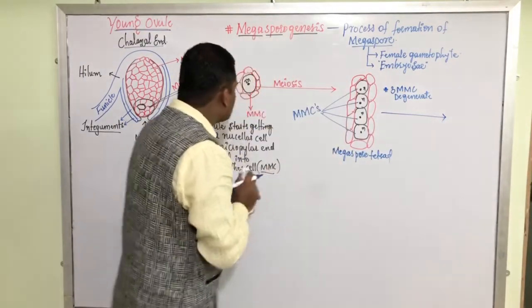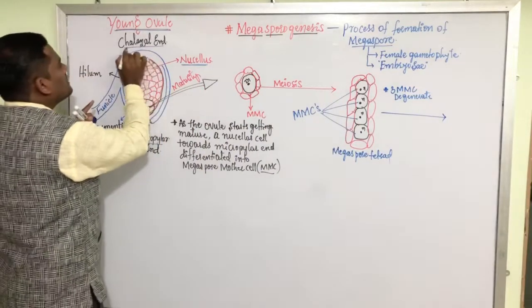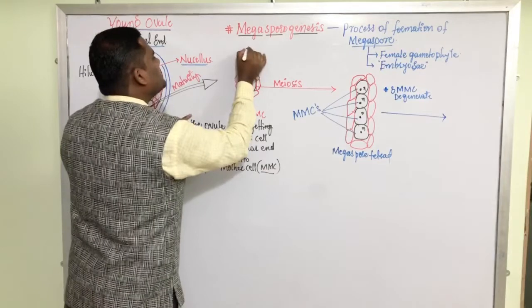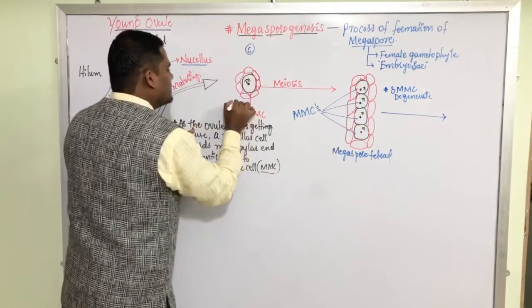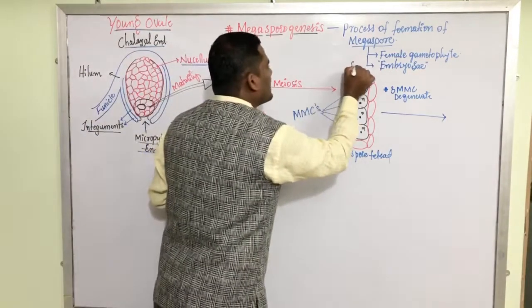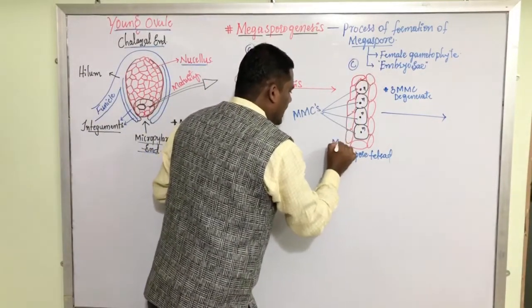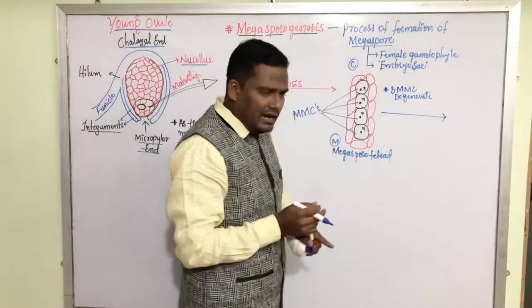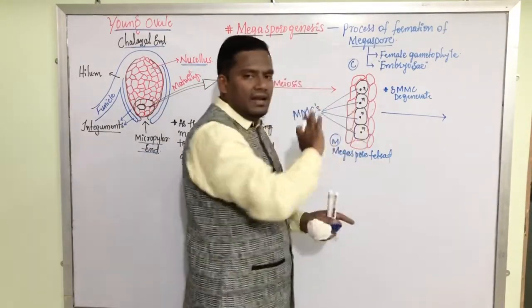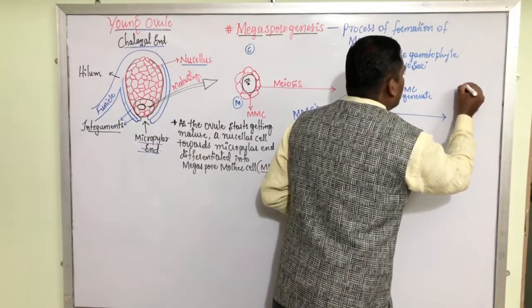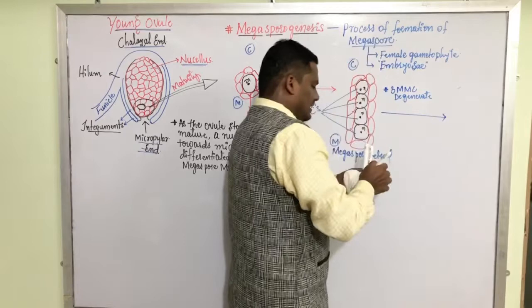Now, where is that chalazal end? In this diagram, this is the chalazal end, this is the micropylar end. We have taken a cell outside, that means this is the chalazal end and this is the micropylar end. The cells at the chalazal end degenerate. These 3 cells are getting degenerated. Let us draw it.